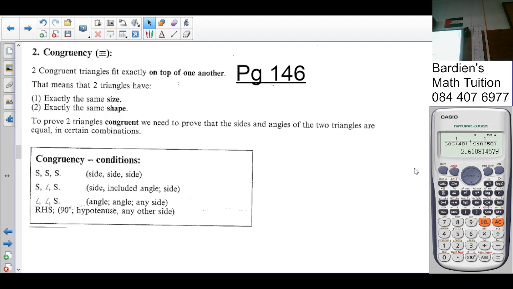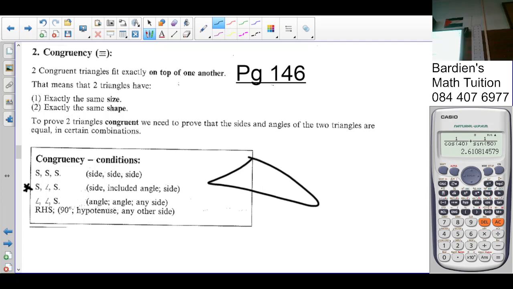The first one is side, side, side. Is when we're proving that three sides are equal. Okay. Then side, angle, side. This one here, let's just put the asterisk next to it. Side, angle, side. If two lengths are known and you're using this case for congruency, if I've got those two sides, it can only be that angle that is equal. Okay? To the other triangle.